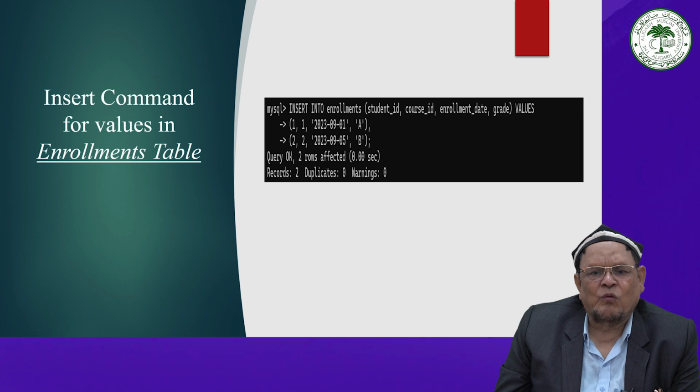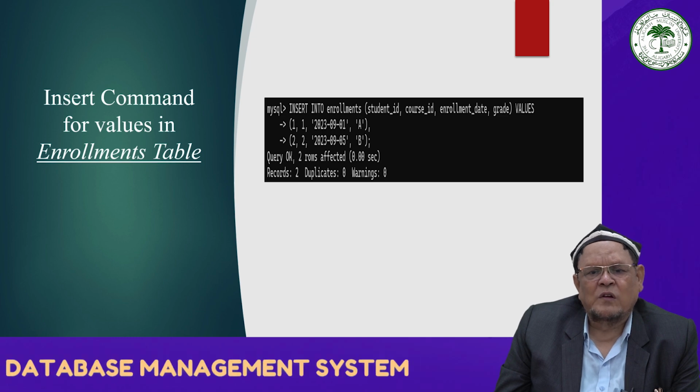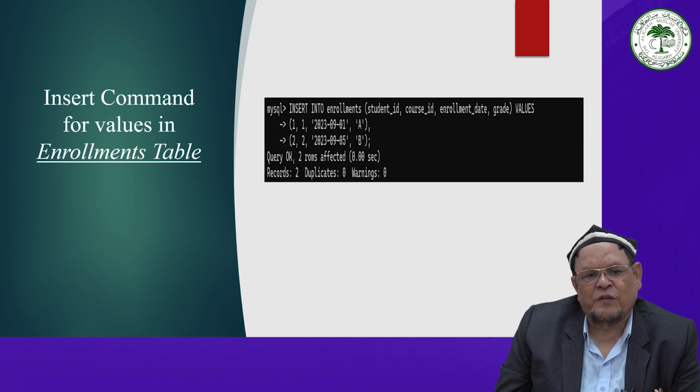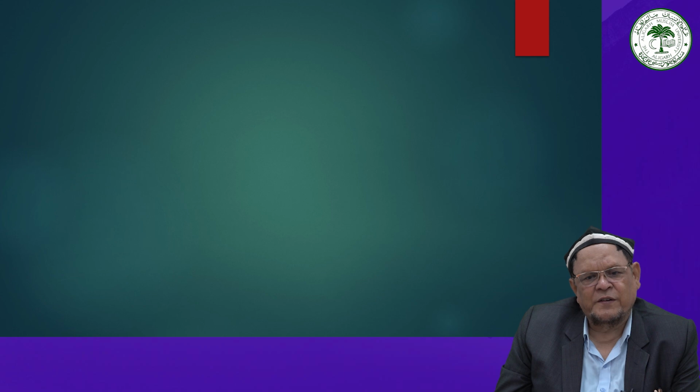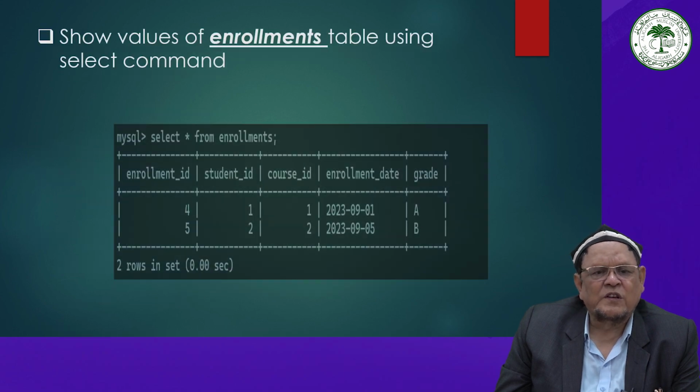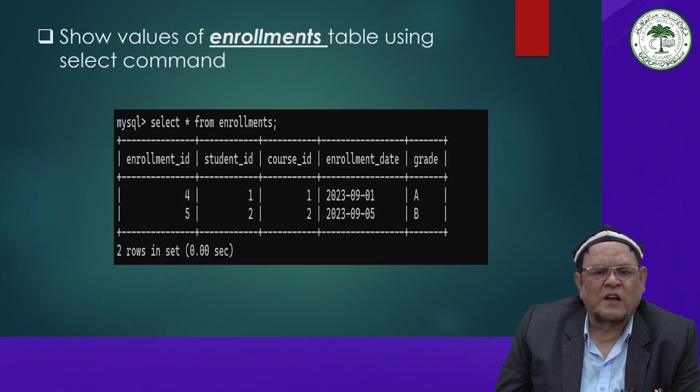The values 1, 1, 1st September 2023 and A grade. Student 2, course ID 2, 5th September 2023 and B grade. When you press enter, query OK, 2 rows affected, 2 will be added. If you want to see, you have to write select star from enrollments.